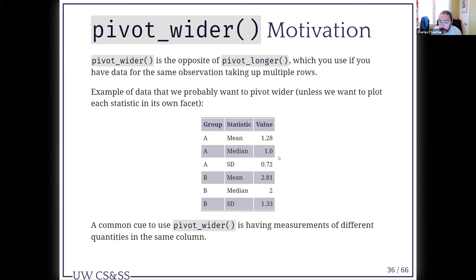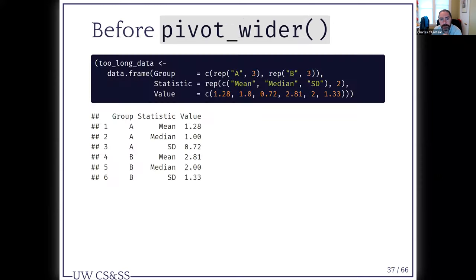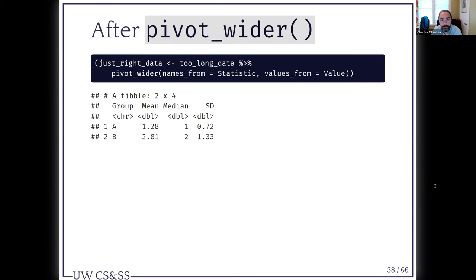This is something that is too long and should probably instead be group A and then a column for mean, a column for median, and a column for SD, unless you're planning to do some kind of weird plot. Okay? This is something we want to pivot wider. This is just me creating the data to show you it's exactly the same as the last slide. If I want to pivot this wider, what I would do is say, I got some data that's too long. I want to pivot it wider.